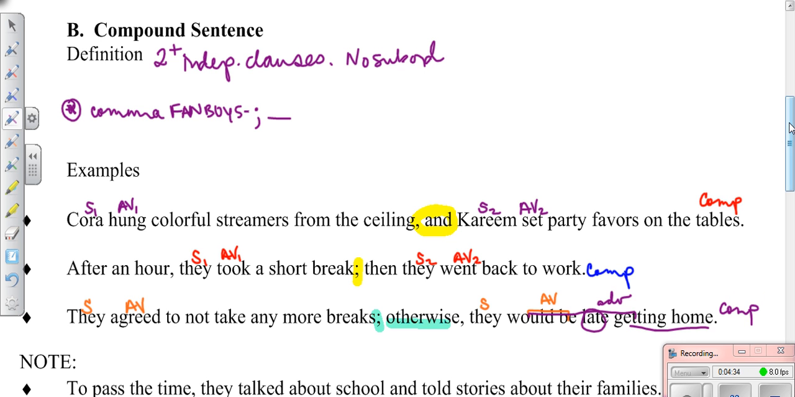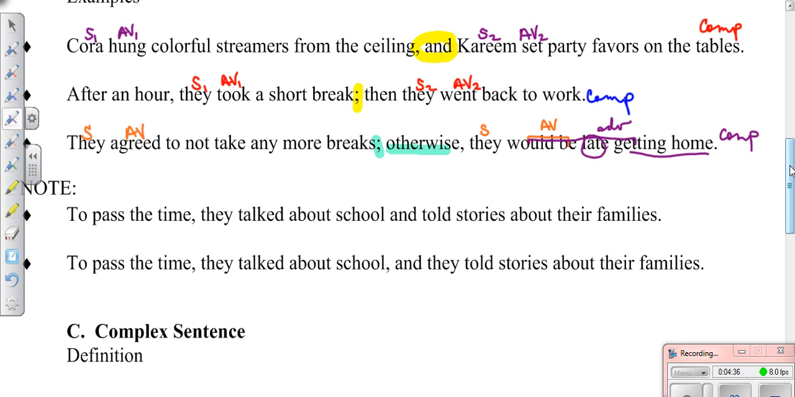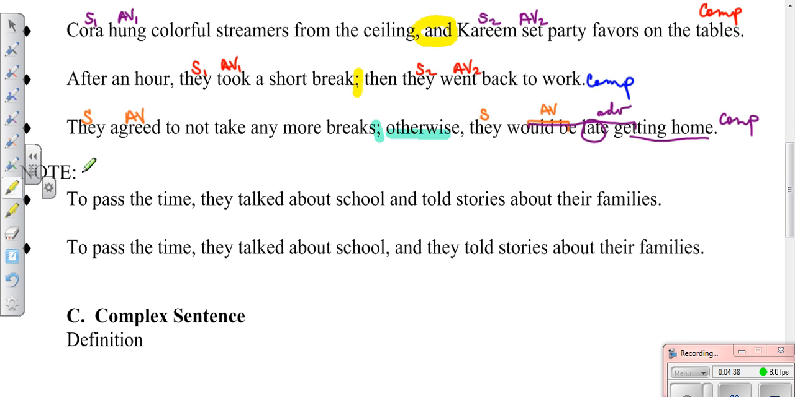Now we want to be careful with this example right here. When I go through and mark to pass the time, they talked, action verb, who or what talked, they did, about school. Here's an and, told is an action verb, who or what told, oh, they are still telling. This is a simple sentence. I have one verb doing two actions.